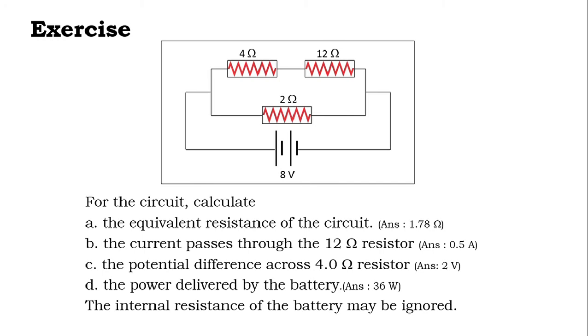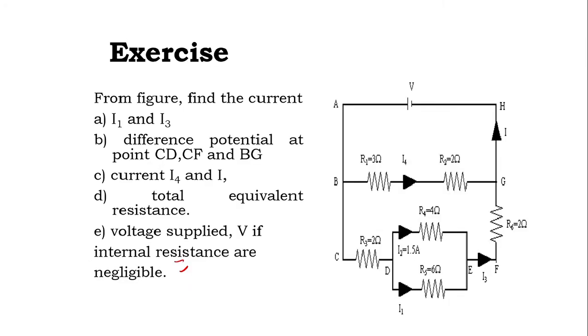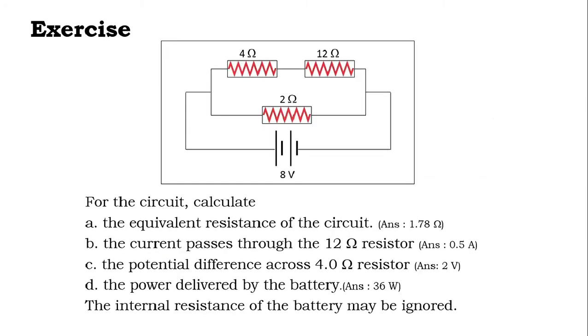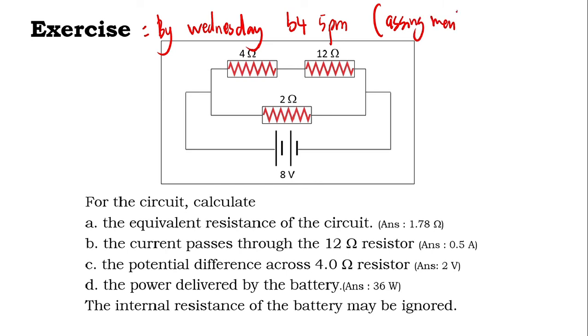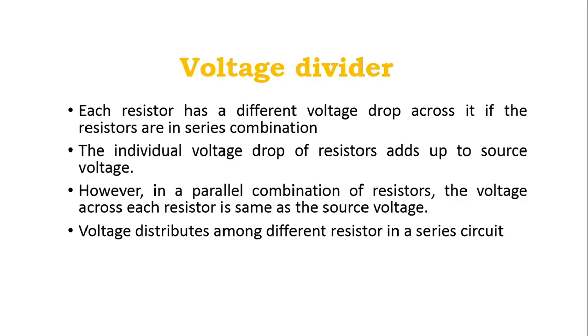Okay, so yang exercise ni kan, saya nak awak hantar kat saya by Wednesday, Rabu ni, okay, by Wednesday before 5 PM. Ni saya nak kira sebagai assignment. Assignment ni saya nak kira sebagai attendance. Okay, cuba buat. Okay, so next adalah voltage divider.